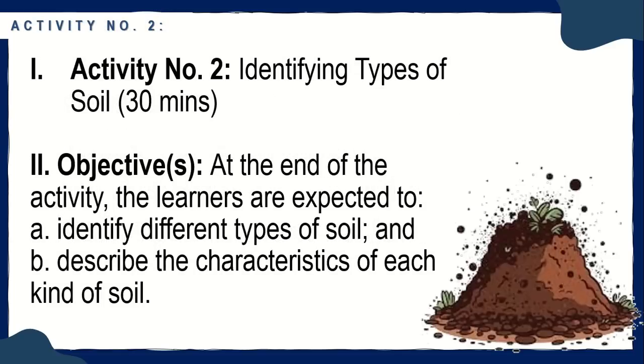For activity number 2, identifying types of soil. It is good for 30 minutes. For the objectives, at the end of the activity, the learners are expected to: A. Identify different types of soil, and describe the characteristics of each kind of soil.